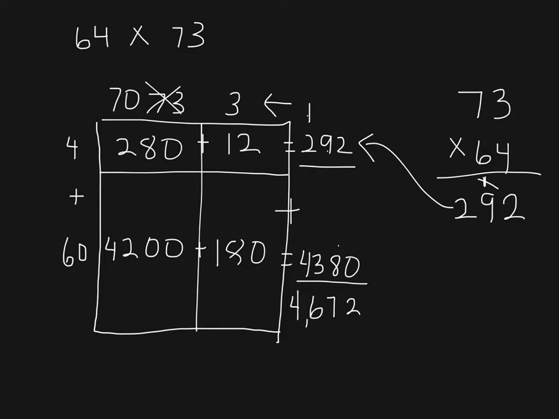Now I'm going to move down to the 60 times 73 part. And since this is a 60, I know I'm going to multiply my answer by 10. And I'm going to go ahead and put a 0 in the ones place, because whatever I come up with is going to have a 0 in the ones place. Now 6 times 3 is 18. And that's 18 tens.